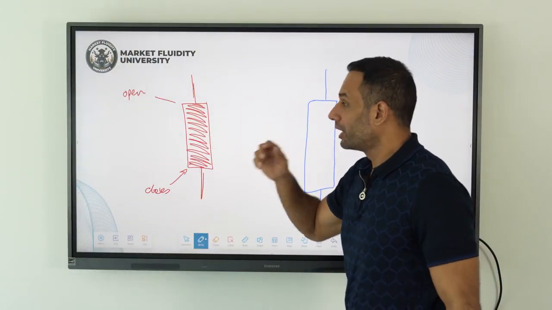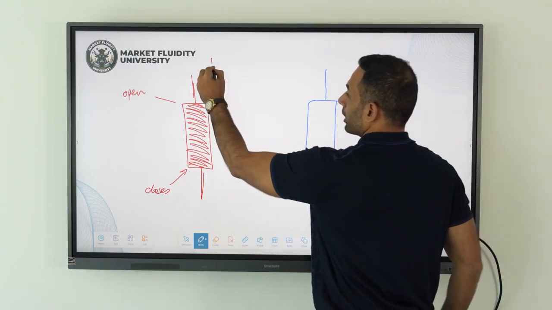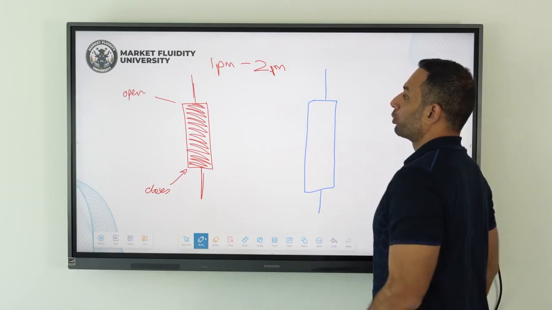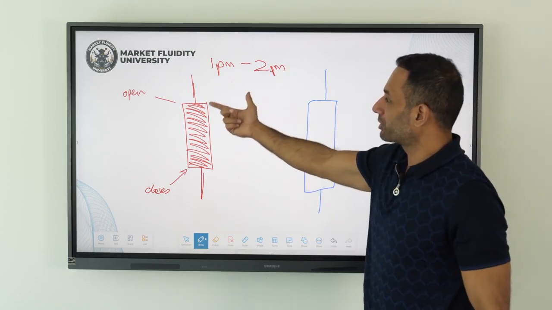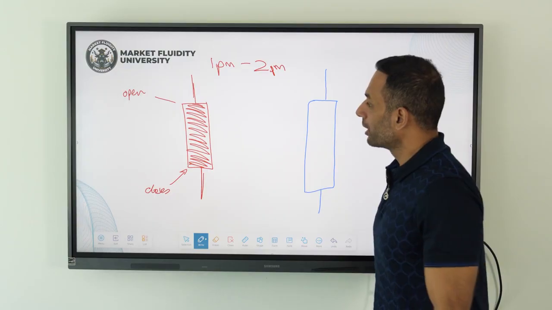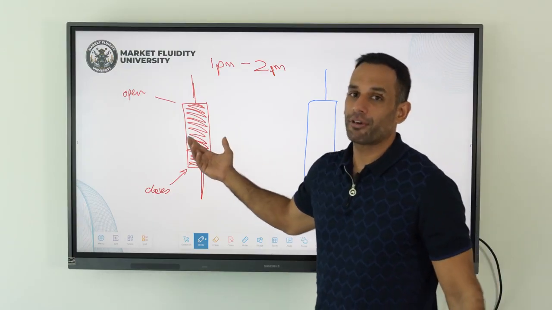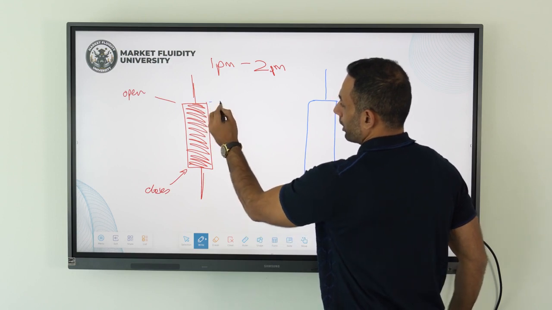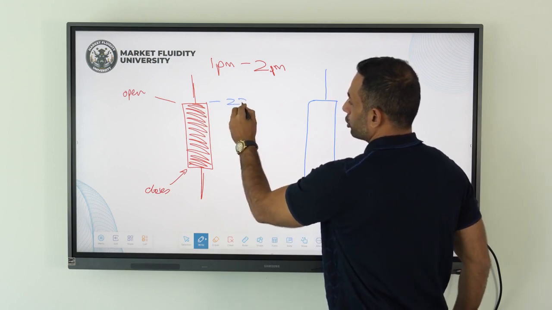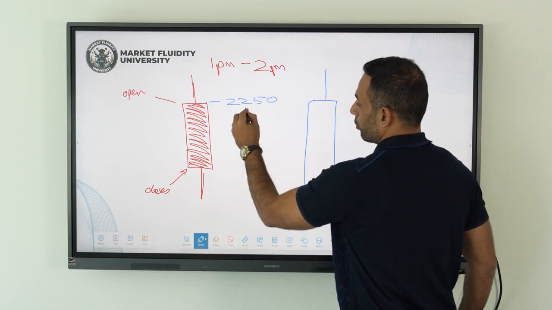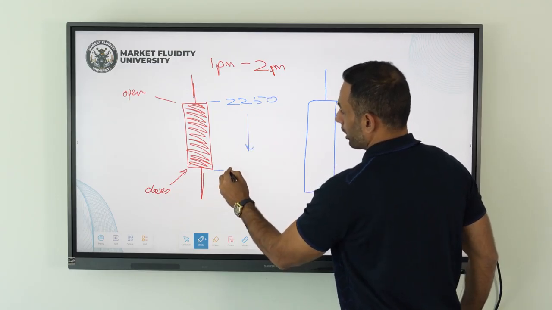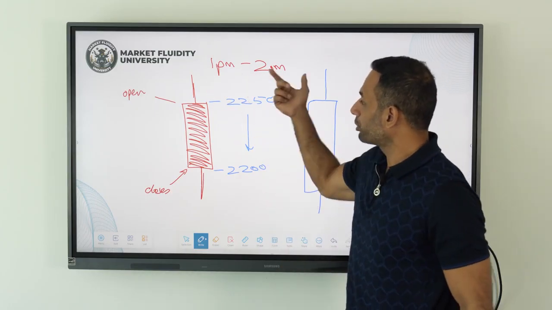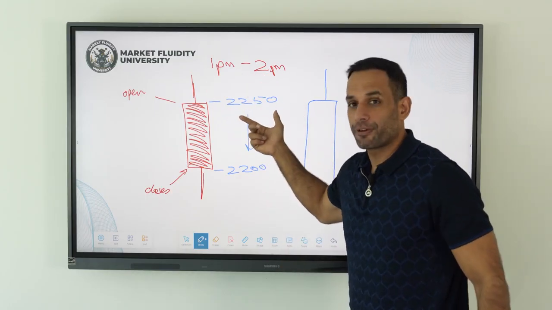So let's say, for example, the candle started at about 1 p.m. and closed at 2 p.m. This was the time of this candle. We started at 1 p.m., we closed at 2 p.m. Now, for example, let's say we have a gold candle and the gold candle opened at 2250. We went bearish and we closed at about 2200, right? So between 1 p.m. and 2 p.m., we started at 2250, right?